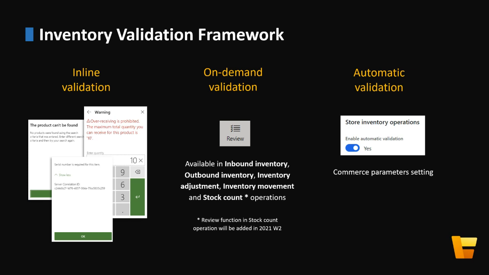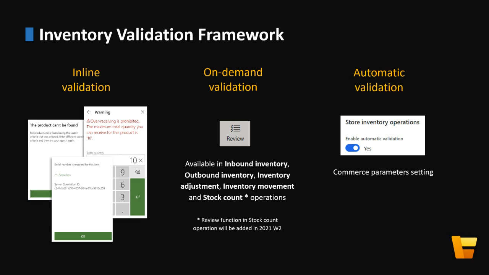And lastly, in headquarters commerce parameters, you also have an option to configure point of sale inventory operations to enable automatic validation. With that parameter enabled, upon submitting the document from point of sale inventory operations to headquarters, the systematic validation will be automatically executed.